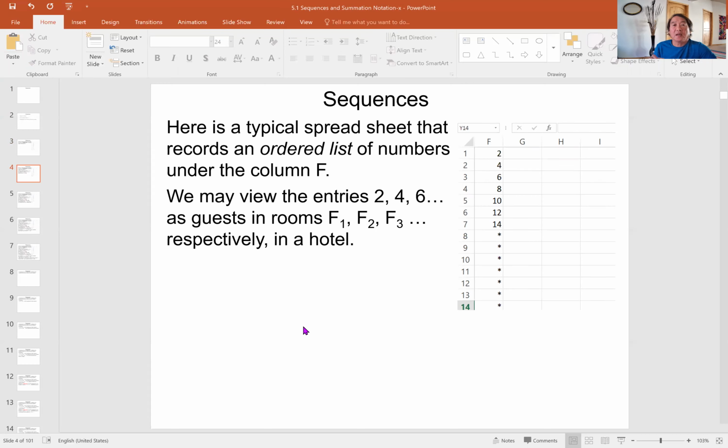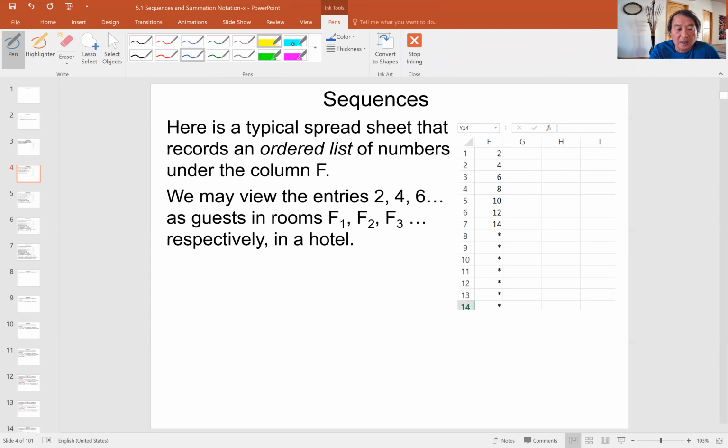What's a sequence? A sequence is a list of numbers, but it has to be in order. The first thing you can think of is Excel. Here's a list of numbers: 2, 4, 6, 8, 10. They are stored in particular entries. In this case, F1 is the first entry, F2 refers to the second entry, and so on. So here's entry F1, entry F2, entry F3. The numbers stored in them, 2, 4, 6, 8, constitute the sequence.